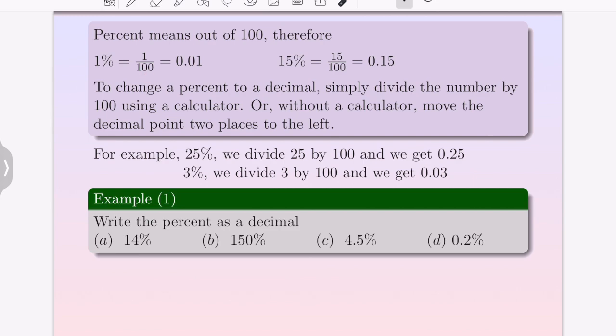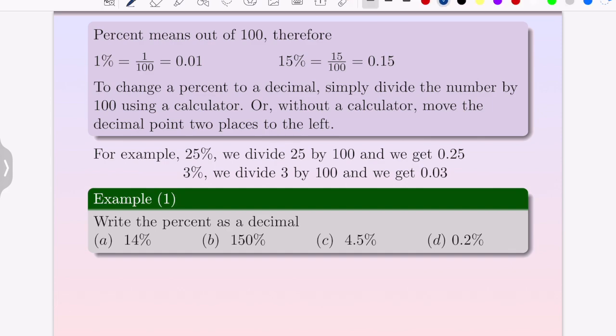And if we use a calculator, we can type 1 divided by 100 and we get 0.01. Or 15% means 15 out of 100. 15 divided by 100 is 0.15. So to change a percent to a decimal, we can simply divide the number by 100 using a calculator, or without a calculator, we can move the decimal point 2 places to the left.